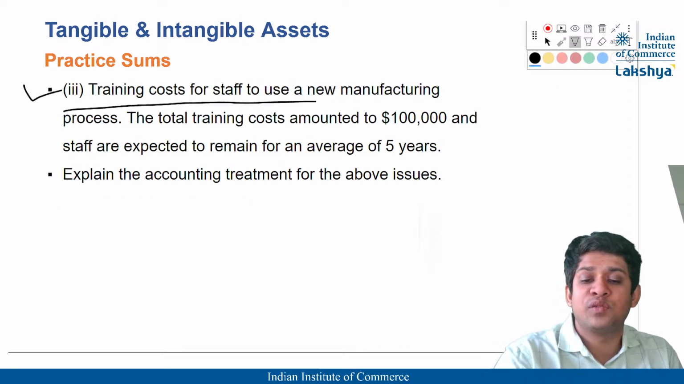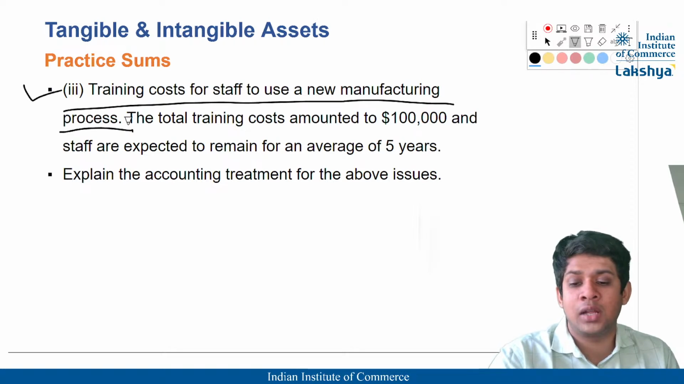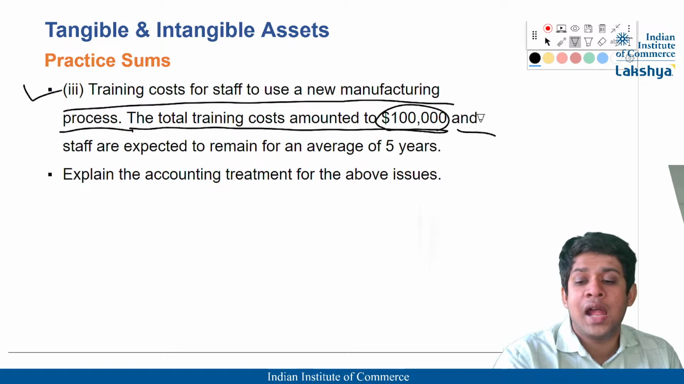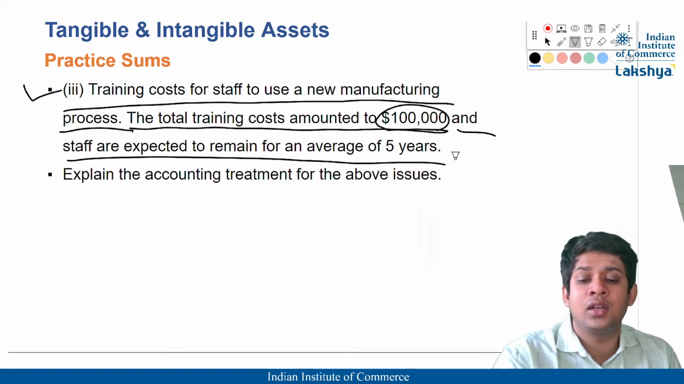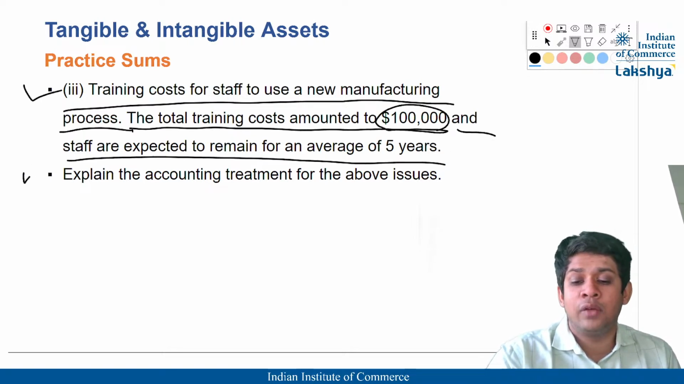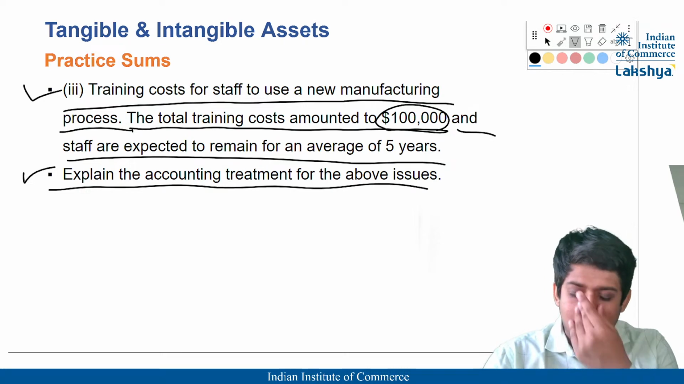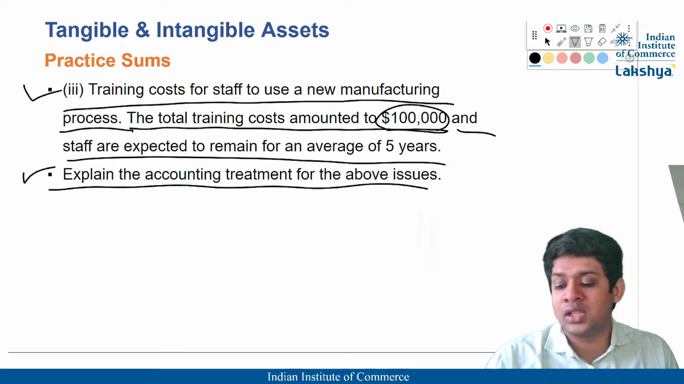Lastly, training costs for staff to use a new manufacturing process. The total training costs amount to $1 lakh and staff are expected to remain for an average of 5 years. You have to explain the accounting treatment for the above issues. Okay, we explained already for 1 and 2. For the third one, it is training costs incurred for the staff.